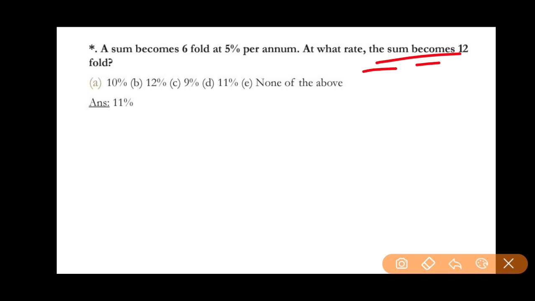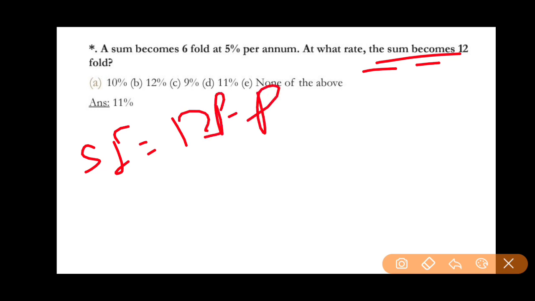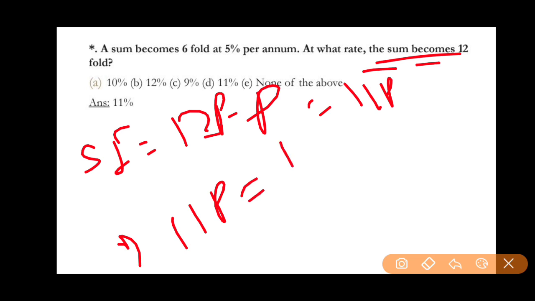Okay, so for 12 fold here the simple interest will be 12p minus p, because it is final minus initial. Whatever simple interest it took in between, you need to calculate it from here. So it would be 11p. Okay, so 11p is equal to, in place of p you can put p, and time 100 into rate of interest equal to r.